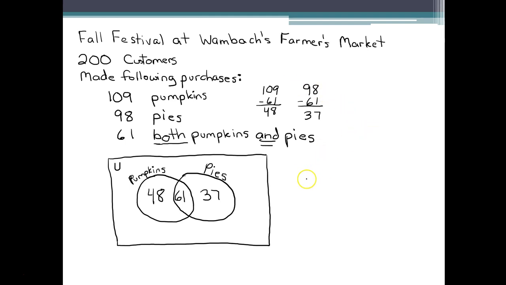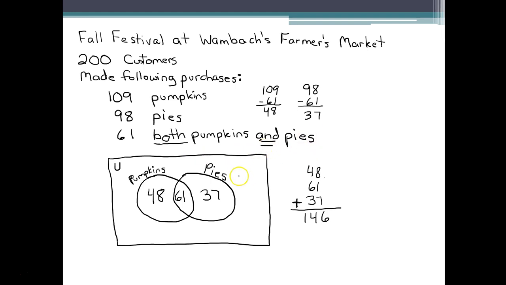That's starting to look a little better, because now if we take 48, 61, and 37, we're not going to be going over 200. In fact, we're under. And that's okay. There's a reason. I'll check my work here. Yeah, we're under. So that makes it a little more interesting, right?